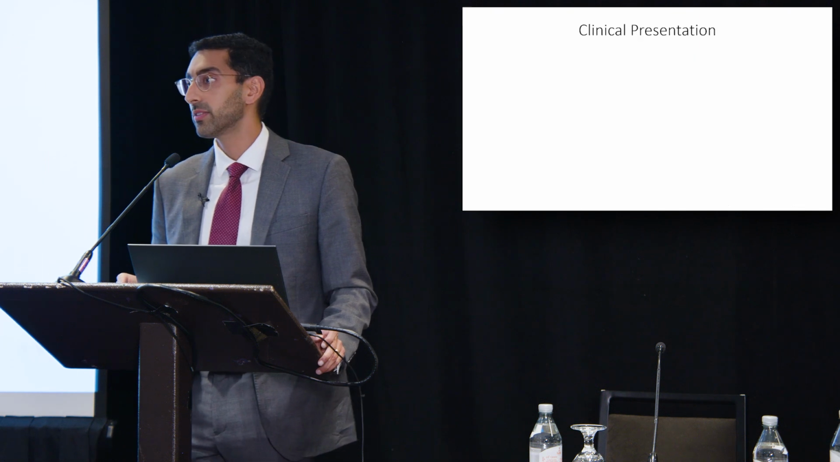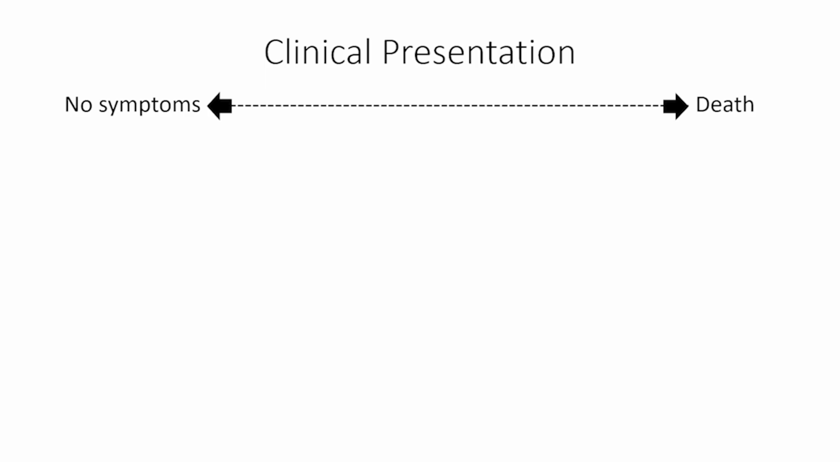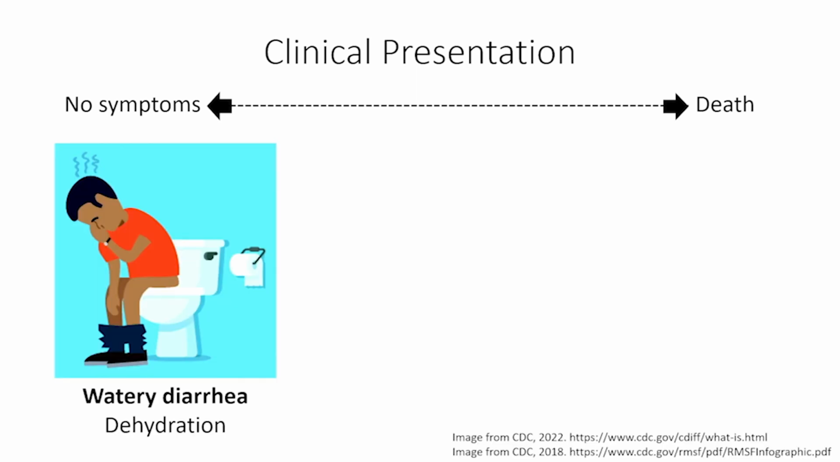Now, the clinical presentation for C. diff infection can be quite variable. As we discussed, some individuals may not have any symptoms at all, such as those who are colonized with C. diff. But at the other extreme, people can be pretty sick from C. diff infection, and death can even result. The most common symptom with C. diff infection is watery diarrhea, and that can be mild, moderate, or severe to the point of causing dehydration. Typically, the diarrhea consists of watery stools that are not bloody.